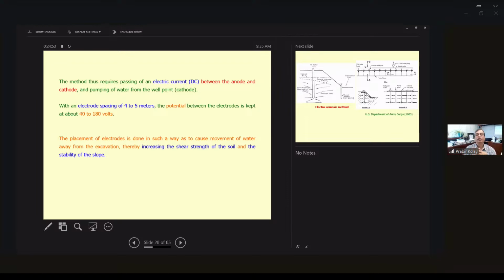Obviously in this method, direct current is generally required between anode and cathode. As I mentioned, electrode spacing should be 4 to 5 meters. The potential difference of the electrodes is kept between 40 to 180 volt. The placement of electrodes is done in such a way as to cause movement of water away from the excavation. So you need to choose which one should be anode and which one is the cathode. And obviously the cathode side will be the well point. Thereby it increases the shear strength of the soil and the stability of the slopes.